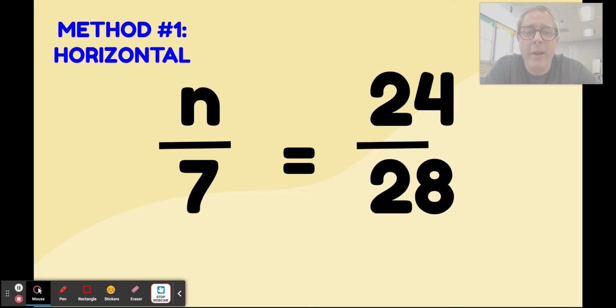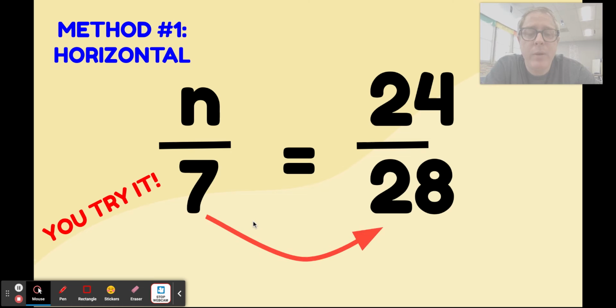Okay, here's another one, and I want you to try this one on your own. Look for a horizontal multiplier from 7 to 28. What is the multiplier that gets me from 7 to 28? What do I multiply 7 times to get 28? Yes, you can use a multiplication chart if you need one. Pause the video, go up and pick one up if you need to. Are you back? Great. All right.